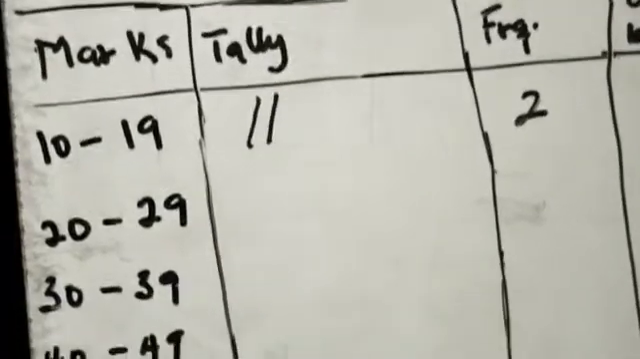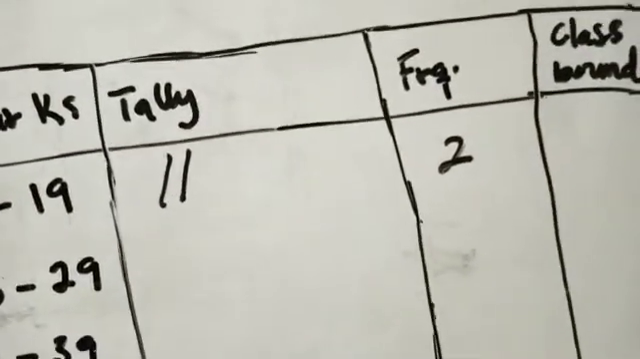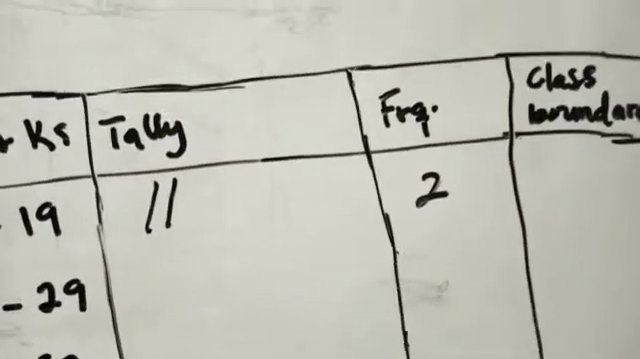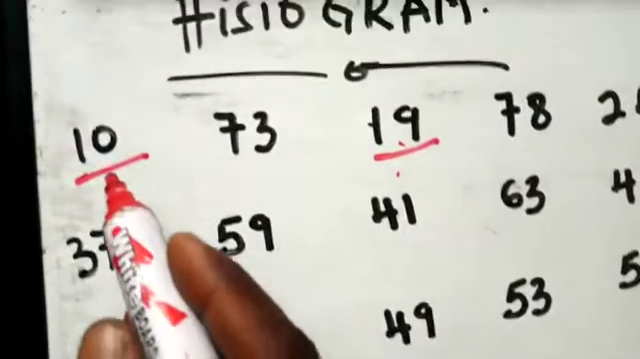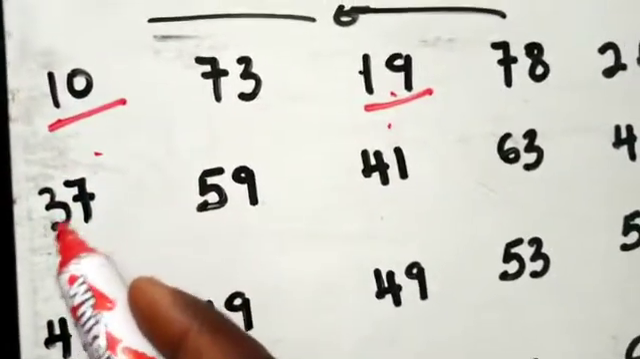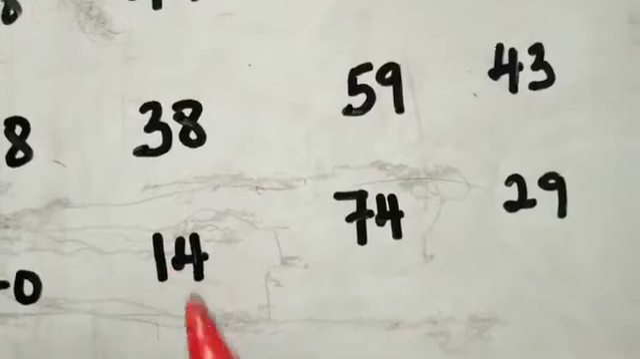So from 20 to 29, how many people got that? Just count. You can use a different sign so as to avoid any mistake. So let's look at the category of 20 to 29. You look at the sign that I use here. I'm looking for 20 to 29. We have a 14 here, so 14 here.